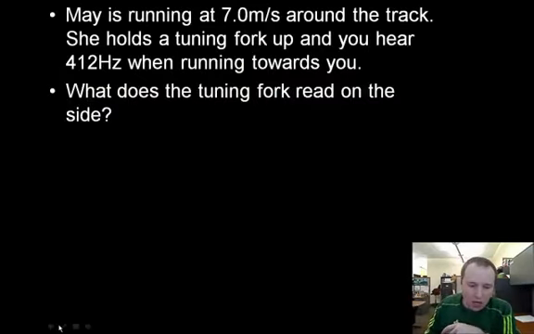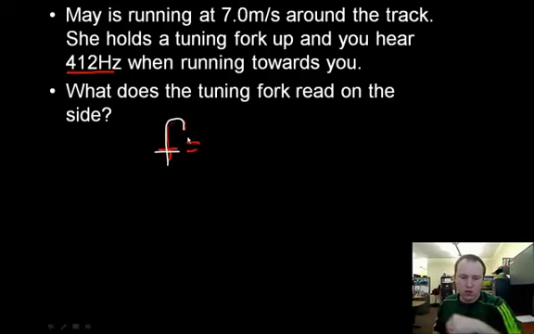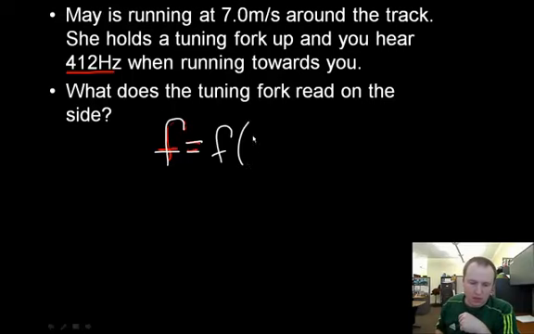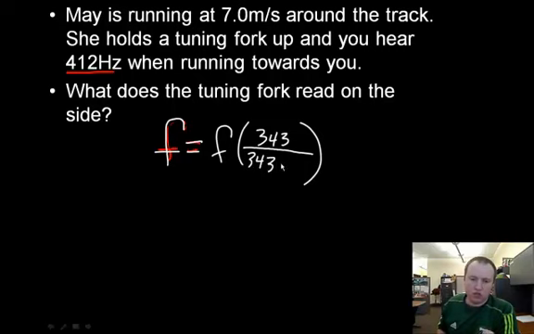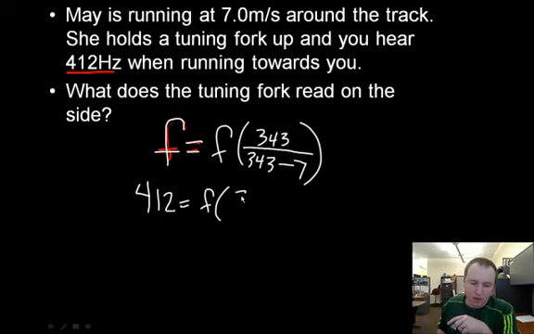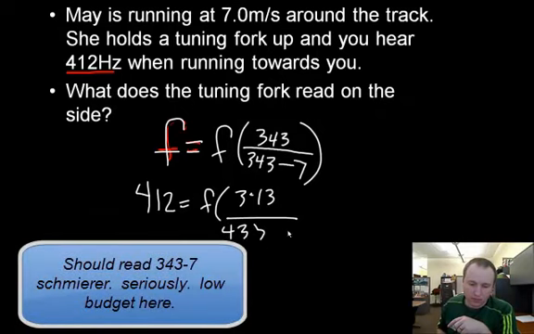Last one. May is running at 7 meters per second around the track. She holds a tuning fork, and you hear 412 when she's running towards you. So I have frequency equals frequency times, well, May's running, and so she's the source, so my observer isn't moving, but she is coming towards me. So it's going to be a higher frequency. So I'm going to subtract her speed from it. And the key is the new frequency I hear is 412. And there it is. And I'm going to get myself the frequency that I observe.